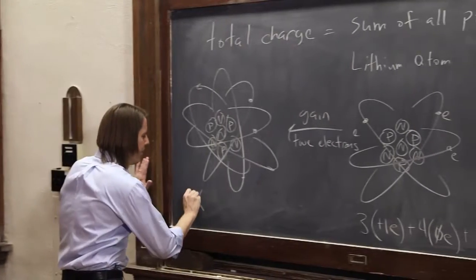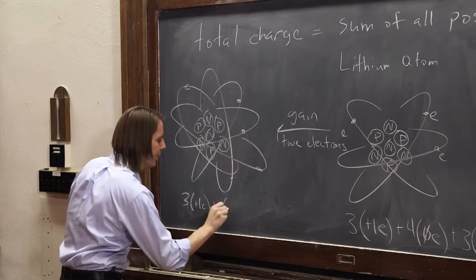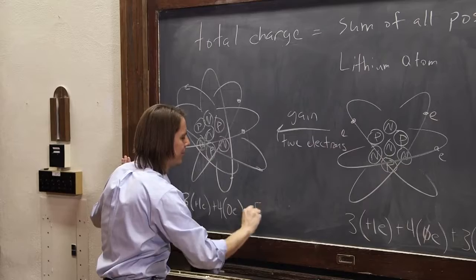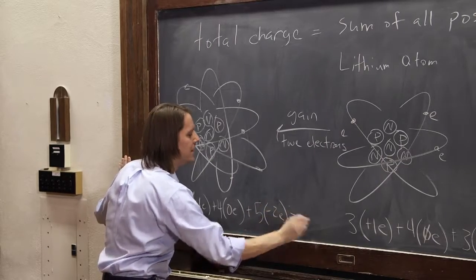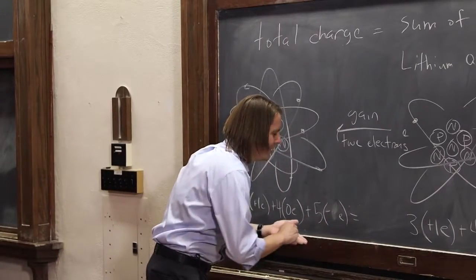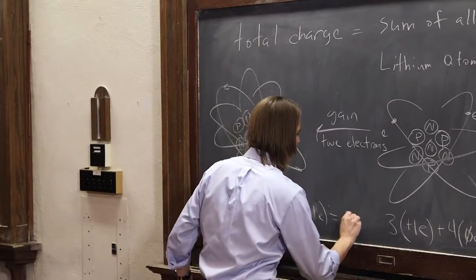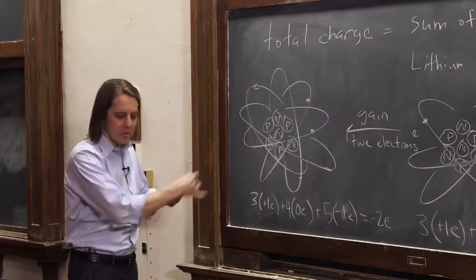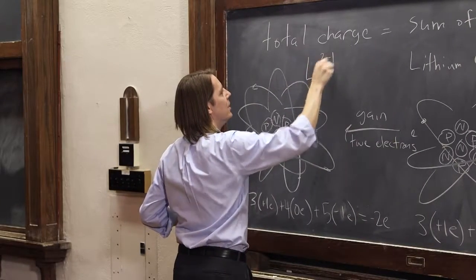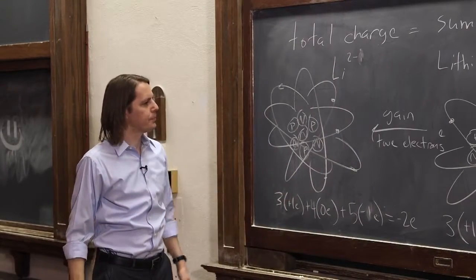And we could add it up. 3 times plus 1 E, plus 4 times 0 E, plus, now we gained 2 electrons. That took us up to 5, plus 5 times minus 1 E. And we'll get a charge that's negative. We'll get minus 2E for the total charge. So you can see this is really just trivial addition. This would be a lithium ion, and usually it'd be written like this: Li, the chemical symbol for lithium, 2 minus, because its charge is minus 2.